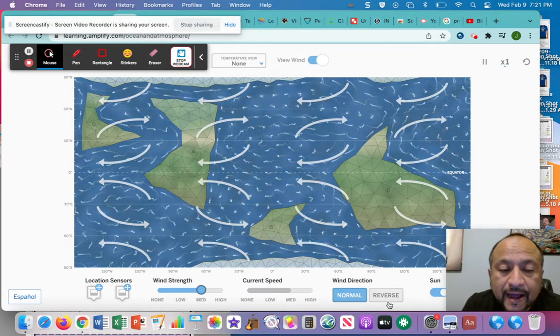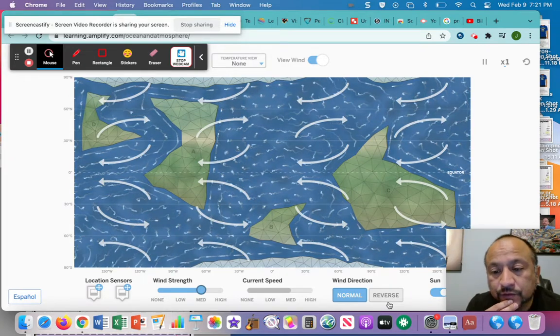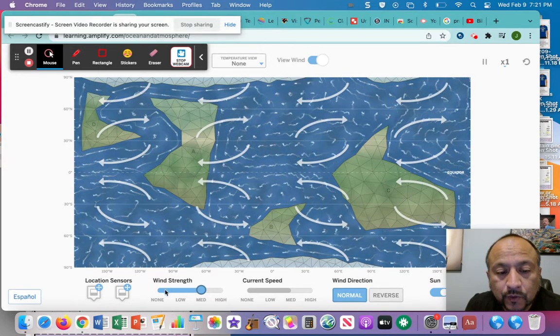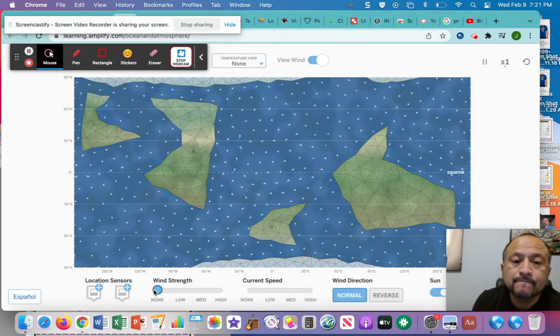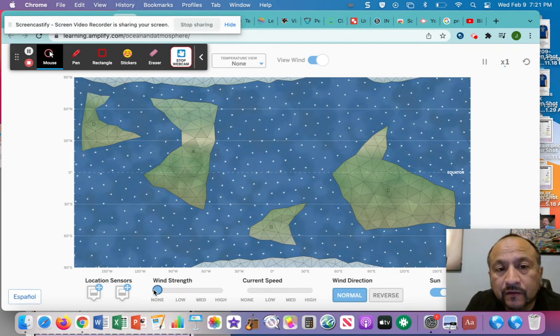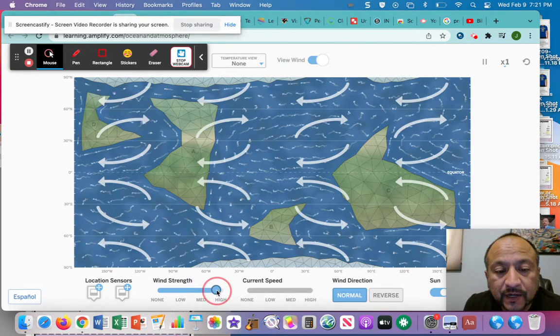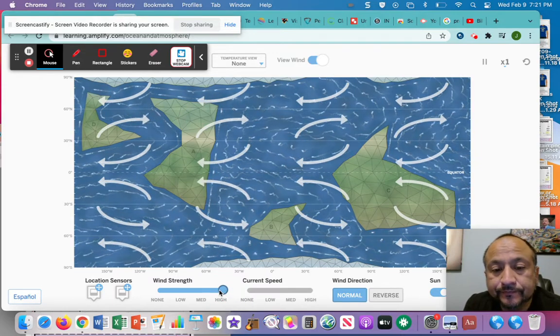What happens when the wind strength starts to go down? So let's move the wind strength down to none. So if we have a very, very low wind strength, you're not going to have a lot of movement. High wind strength, let's go back to high wind strength. You have high movement, right?